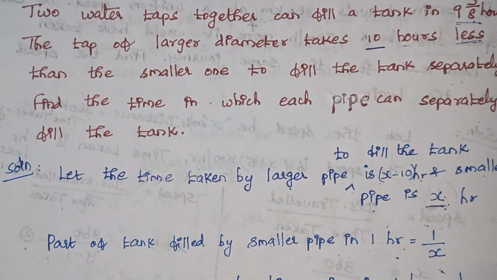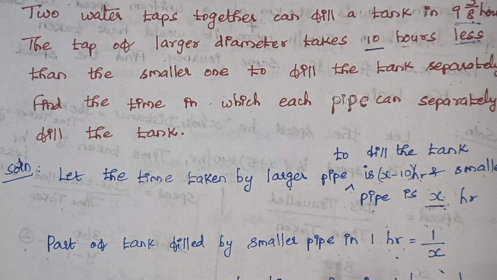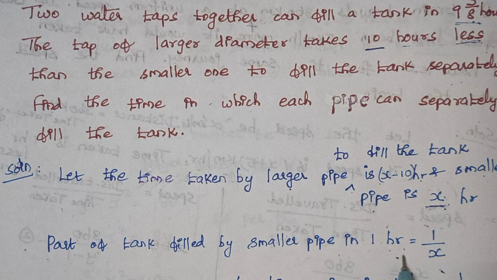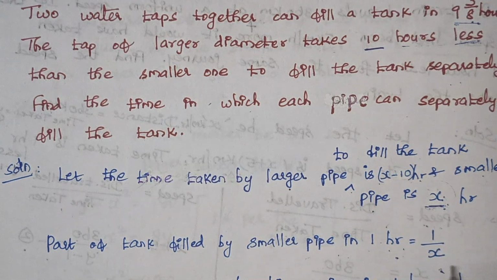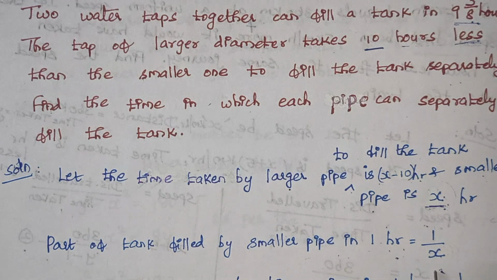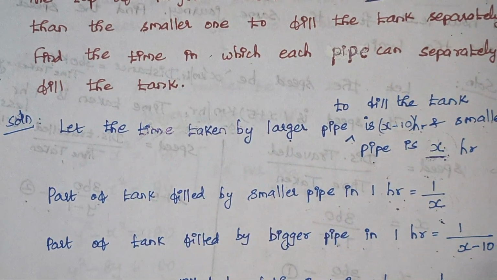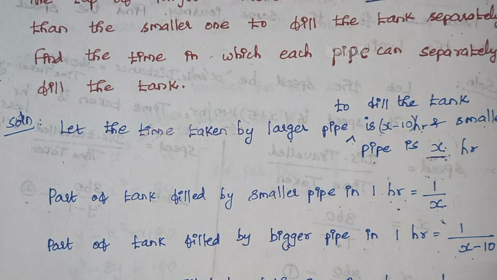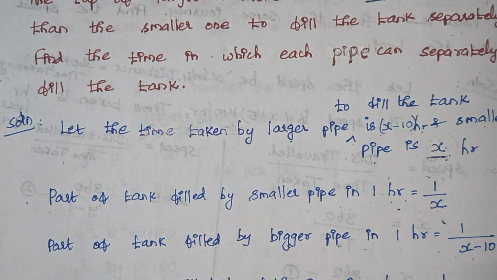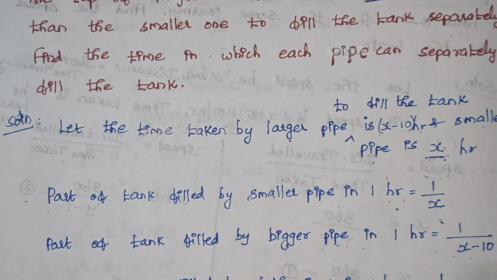Now, the part of the tank filled by the smaller pipe in 1 hour. In 1 hour, the smaller pipe fills 1 by x of the tank, because x is the total time taken by the smaller pipe to fill the tank. Similarly, for the larger pipe, it is 1 by x minus 10, because x minus 10 is the time taken by the bigger pipe to fill the tank. So the part of the tank filled by the bigger pipe in 1 hour is 1 by x minus 10.